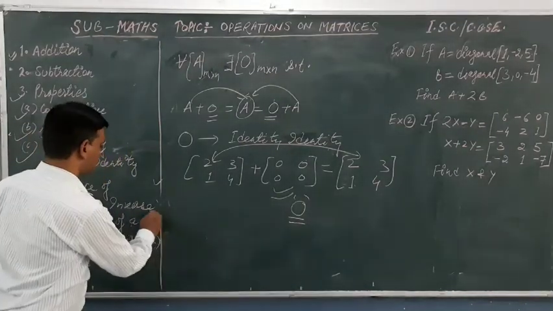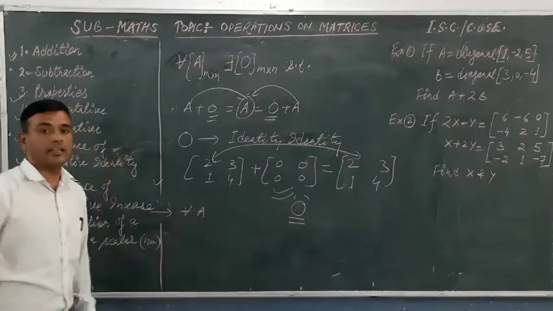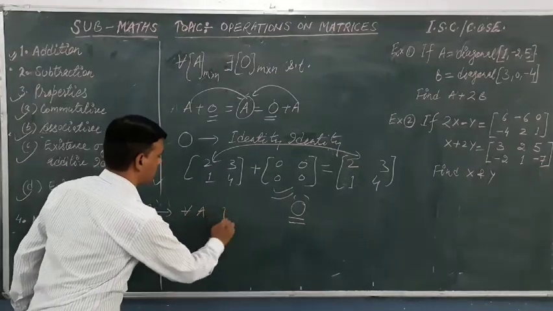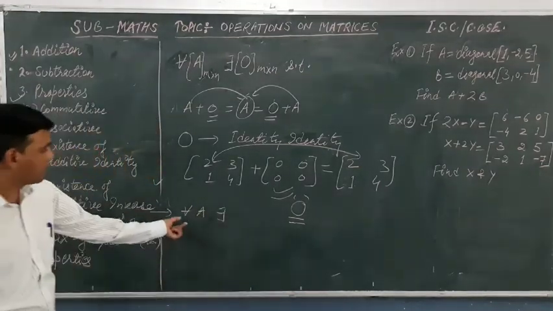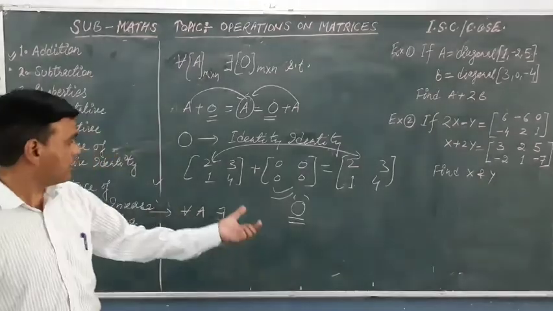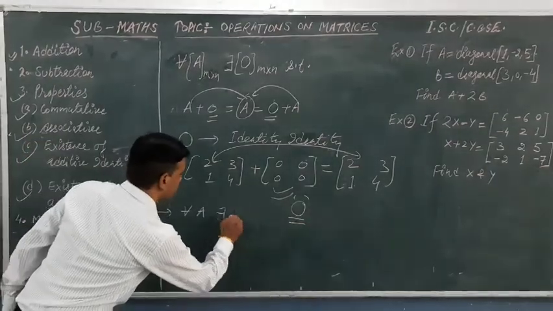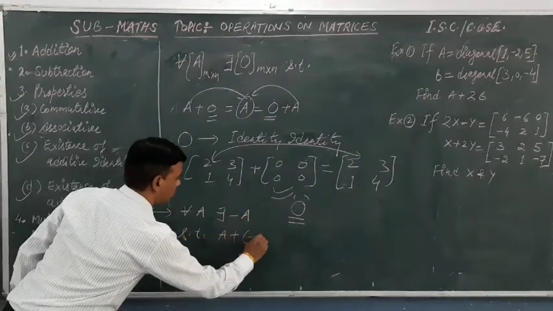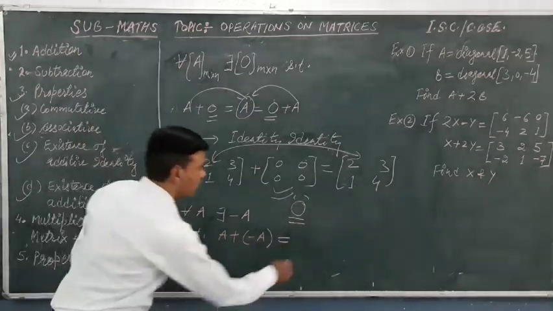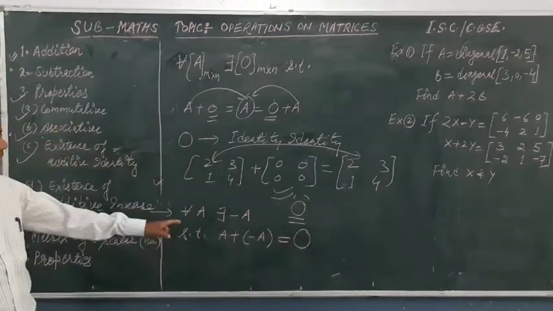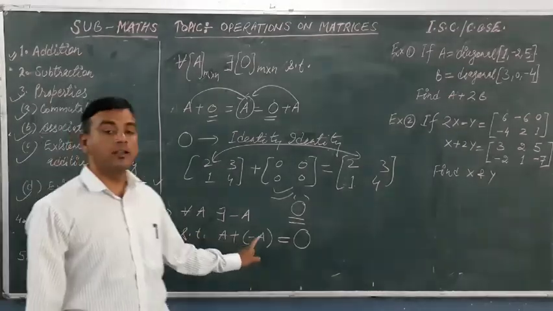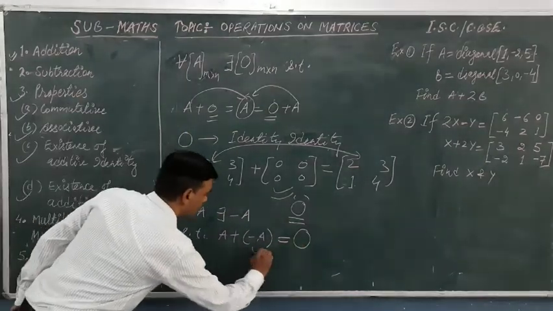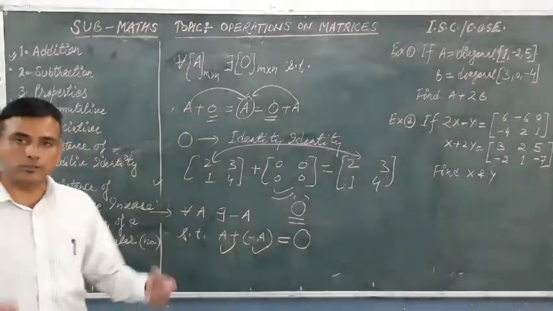For every matrix A, there exists another matrix B such that A plus minus A will always result in the null matrix. It means when we add a matrix with another matrix and we get the null matrix, then these two matrices are said to be additive inverses of each other.